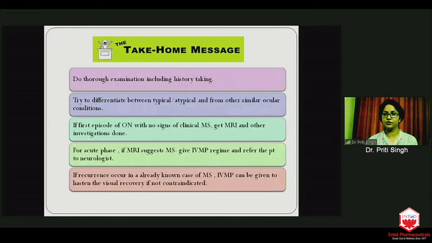So the take-home message is, do thorough examination including history taking, try to differentiate typical from atypical and also from other similar ocular conditions. If first episode of optic neuritis with no clinical signs of MS, get MRI and other investigations done. For acute phase, if MRI suggests MS, give IVMP regime and refer the patient to neurologist. And if recurrence occurs in an already diagnosed case of MS, IVMP can be given to hasten the visual recovery if not contraindicated. Thank you.